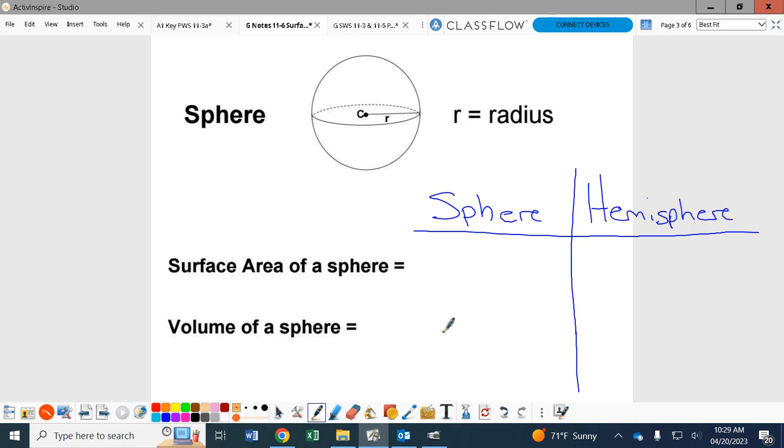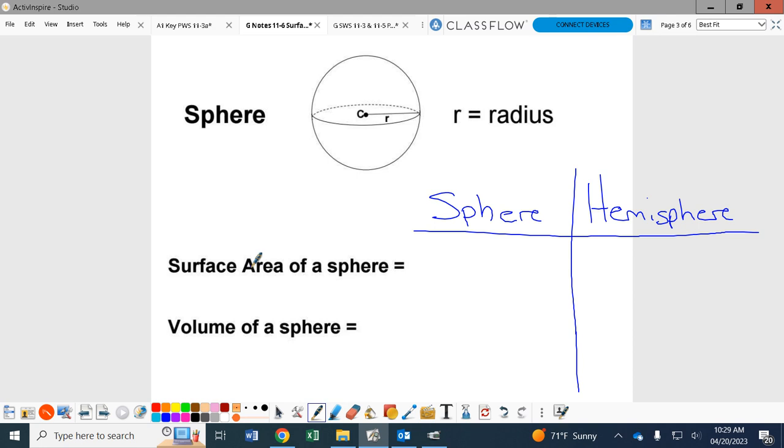The sphere formulas are on your formula sheet. You're going to need to tell me what they are. Look on your formula sheet. Everybody's got it out looking. Anybody need to borrow a hard copy that didn't have one? Everybody's got one? Anybody need one?